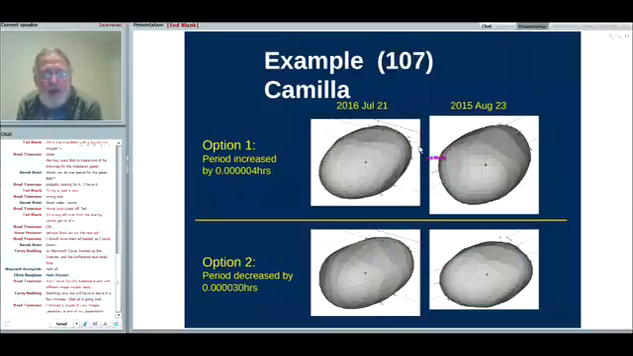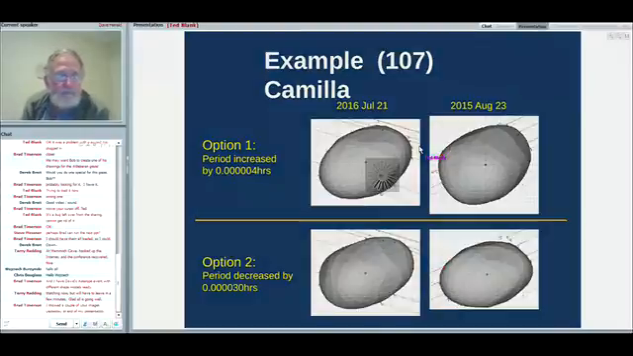So from that we can increase our precision of knowledge of the rotation of the asteroid Camilla, and we can confirm that this shape model, and there's only one shape model for Camilla, is a valid shape model. Next slide.